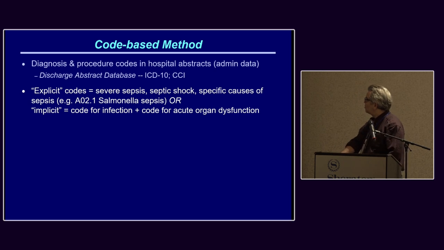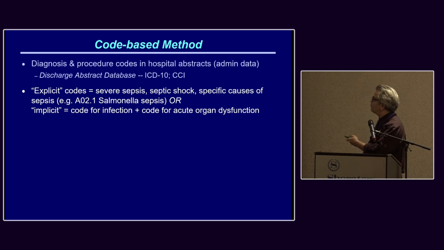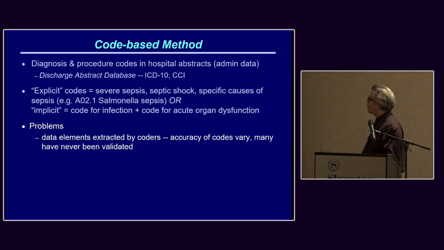Well, the explicit codes: there's a code for septic shock, there's a code for severe sepsis, and there are specific causes of sepsis. So A02.1 is salmonella sepsis. Those are the explicit codes, the ones that have sepsis in the name. Or implicit codes, which is a code for infection plus a code for acute organ dysfunction. Okay? The problem is these data are extracted by coders and they're limited by what the doctors write. The accuracy of the codes varies, and surprisingly, for diagnosis codes, there are over 16,000 ICD-10 codes. Okay? Over 16,000. And many of them have never been validated.